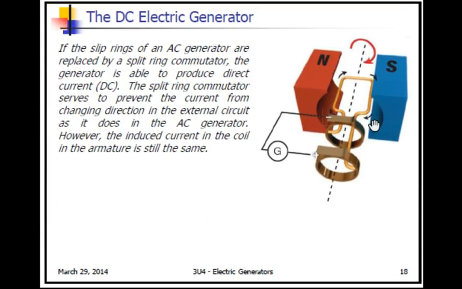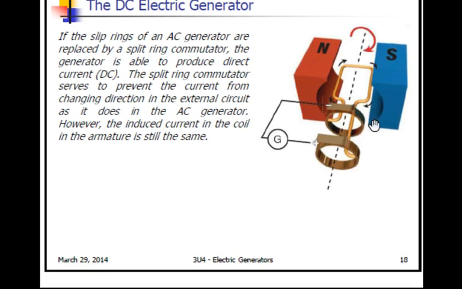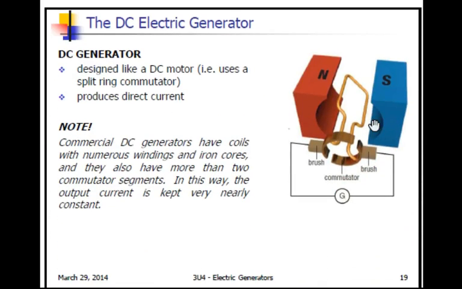If the slip rings of an AC generator are replaced by a split ring commutator, the generator is simply able to produce direct current because it's just one circuit being closed each time. The slip rings prevent the current from changing direction in the external circuit as it does in the AC generator. But with these slip rings, we want them to change the direction, because with AC generation, we'll learn with AC, we can actually transport that energy a lot farther than DC electricity.